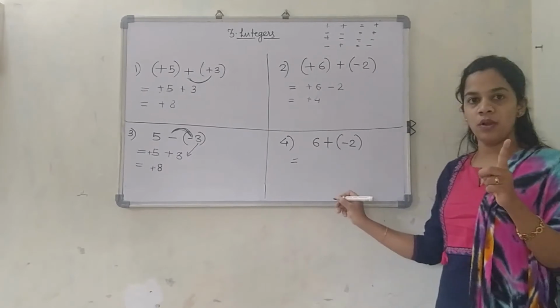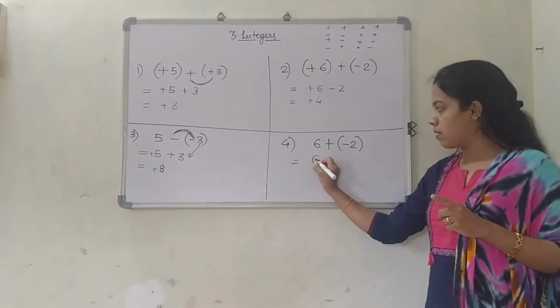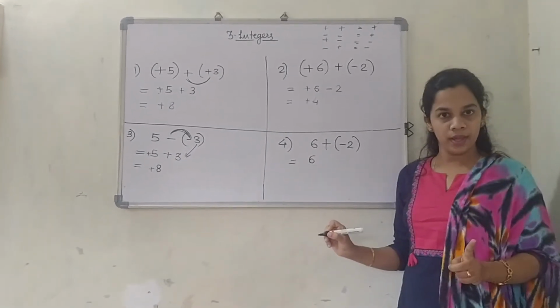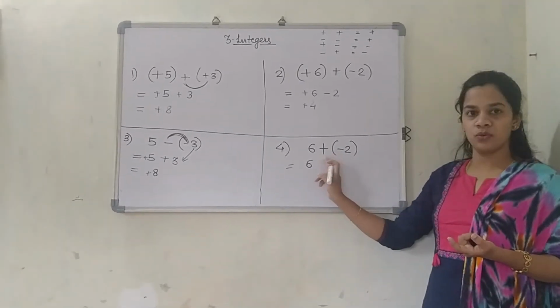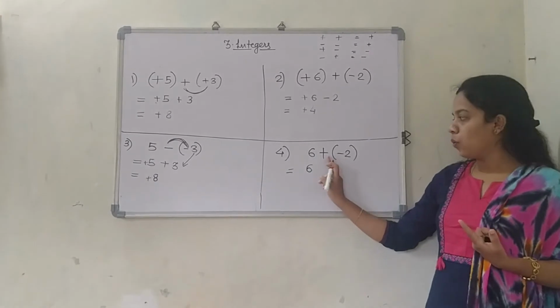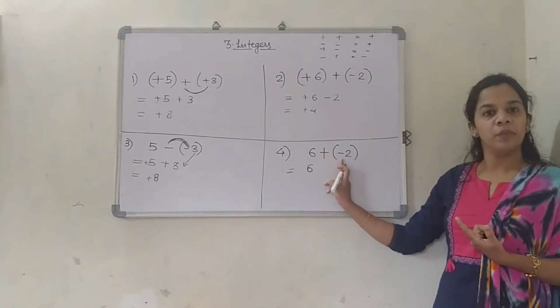What is my first rule? I am just going to write the first number as it is. Fine. What is my next part? I am just going to see the signs over here. What are the signs? One is plus, one is minus.